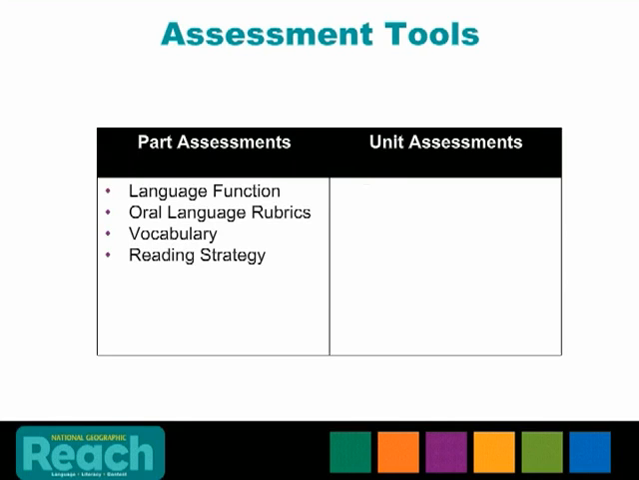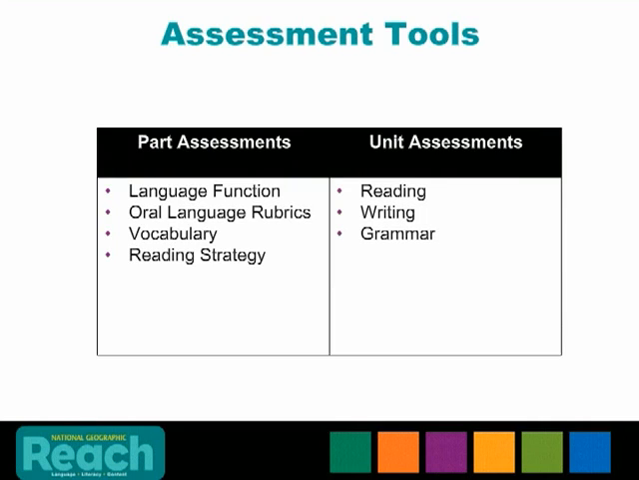First, there are the PART assessments that were mentioned during Day 10 instruction, and they're shown here. You'll remember we looked at examples of the language function, the oral language rubric, and the vocabulary assessments. Additionally, the reading strategy assessment is very similar to the other assessments. These PART tests are a critical part of the assessment process in REACH, and they can be used as an early indicator that reteaching or additional instruction may be necessary.